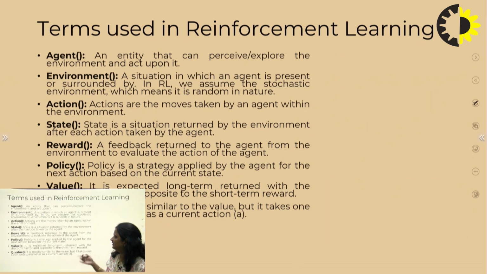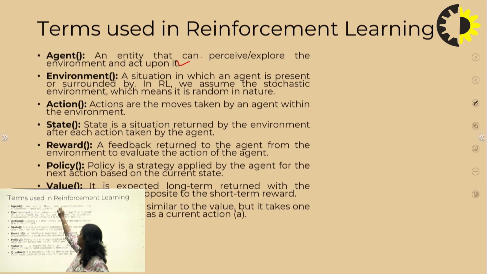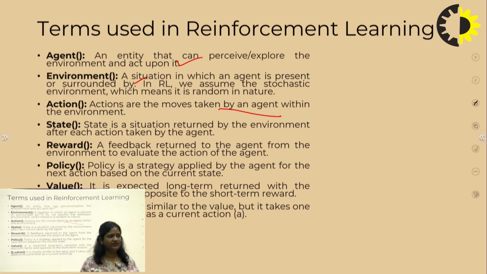So these are the basic terms we are going to use in our Bellman equations in our reinforcement learning task. First one is an agent, as we discussed, the entity that can perceive the environment and act upon it. What is an environment? A situation in which an agent is present. Third one is action. Actions are the moves taken by an agent.